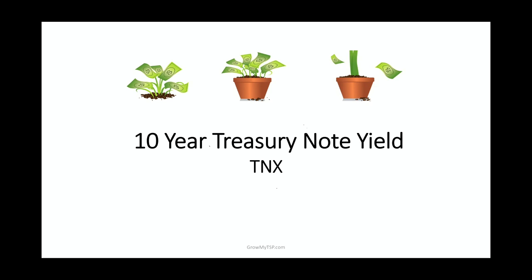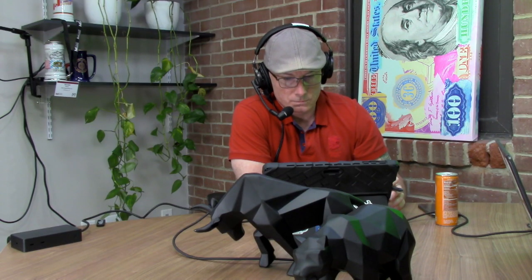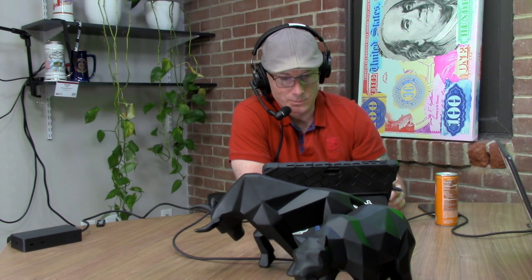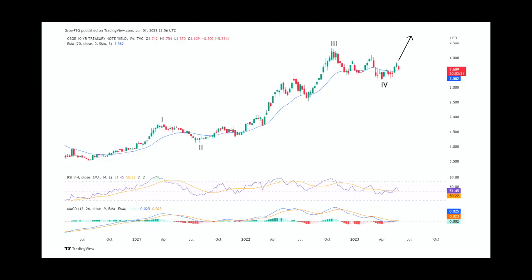10-year yield. This is a big one because as yields move higher, they tend to put pressure on stocks to the downside. We've got a pretty good Elliott wave count, right? This is a relative bottom here in yield. We got a 1, 2, 3, 4, and we should have a 5 move higher in yield, which means higher mortgage rates, higher credit card rates, and all that.